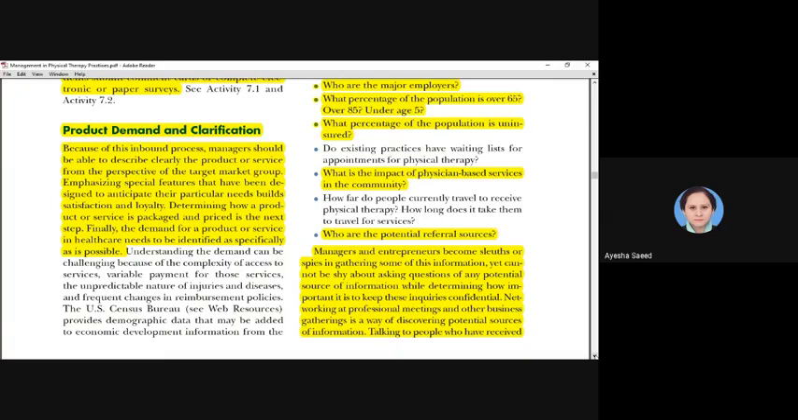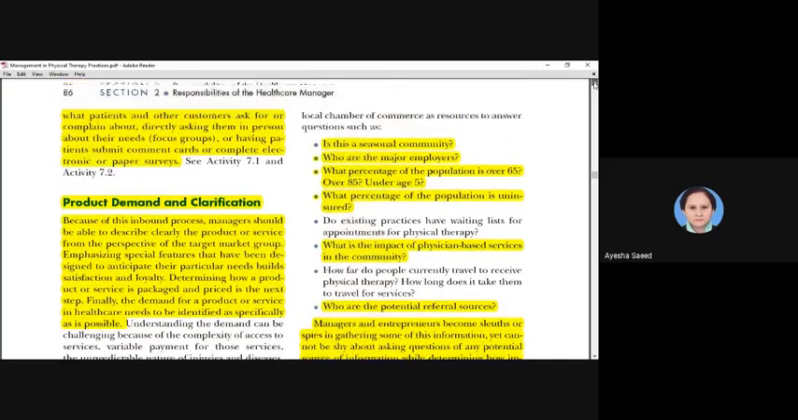Determining how a product or service is packaged and priced is the next step. So, if a new product is being launched, highlighting its special features would build loyalty and demand would increase. And packaging and pricing also determine the demand of the product. Finally, the demand of a product or service in healthcare needs to be identified as specifically as possible. It should meet some particular needs, otherwise, it will be very difficult to improve the sale.